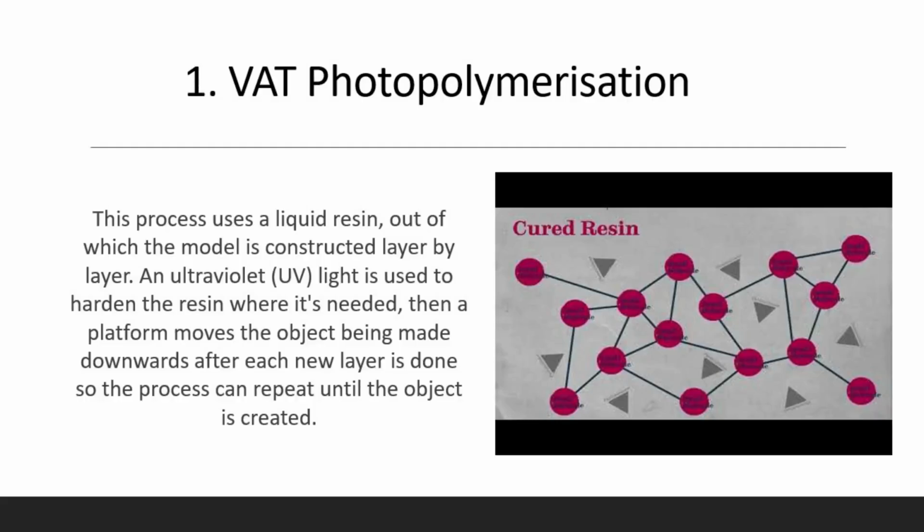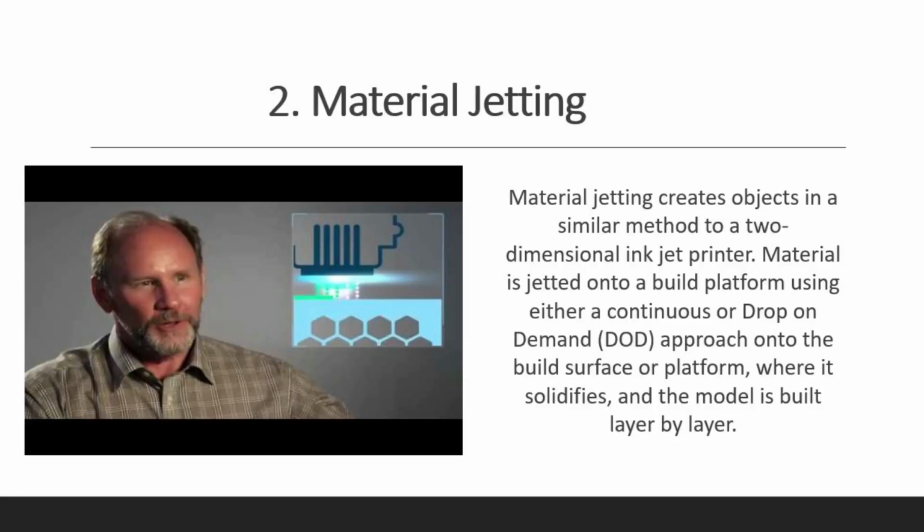Vat photopolymerization is a process that starts with a container of monomers, and using UV light in selected areas, the monomer is polymerized. The stage is then repositioned for the next layer to be processed. This process is repeated many times until the model is complete. Material jetting creates objects by spraying material on a base plate and then building an object layer by layer.